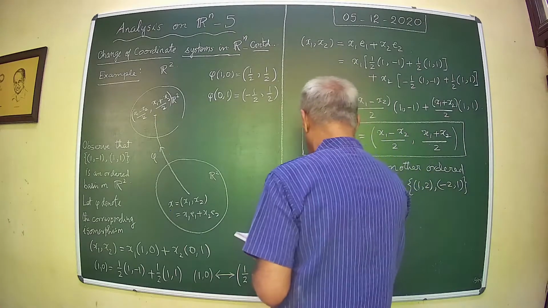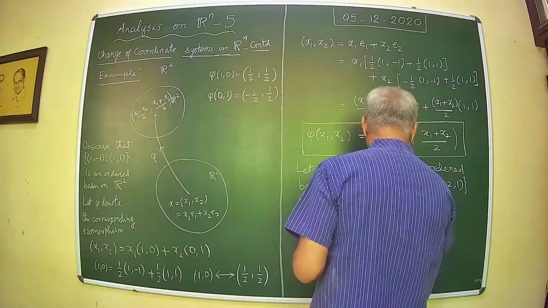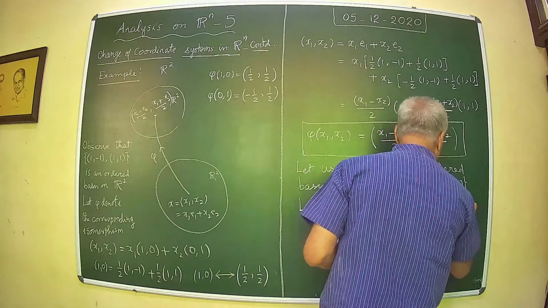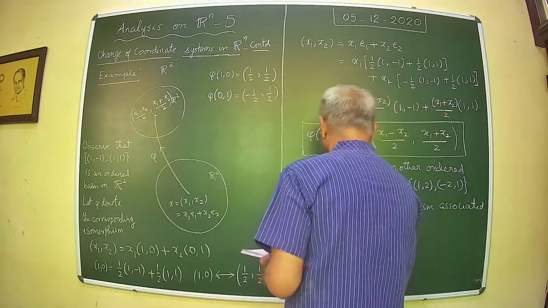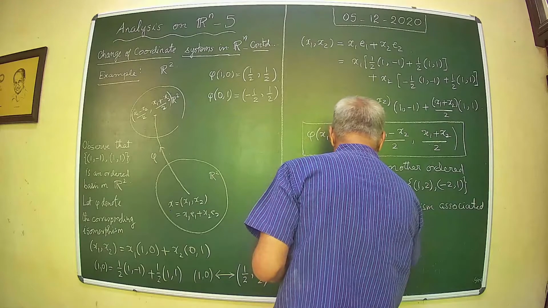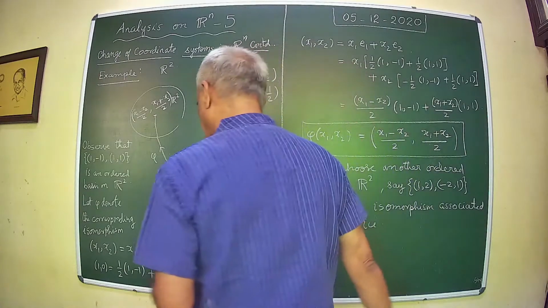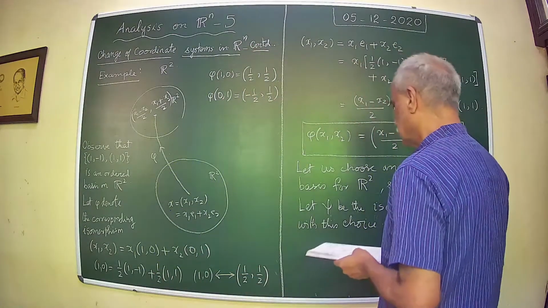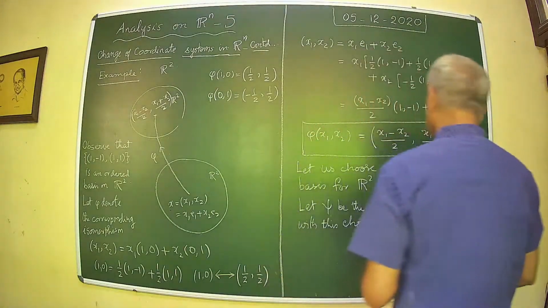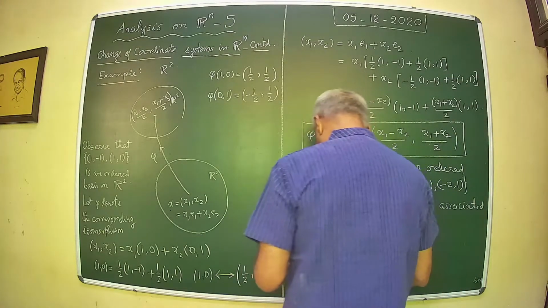Let psi be the isomorphism associated with this choice. Now, as before, you carry through this calculation. You can quickly work out how (1, 0) is represented in terms of (1, 2), (-2, 1). So you can have the following computations.